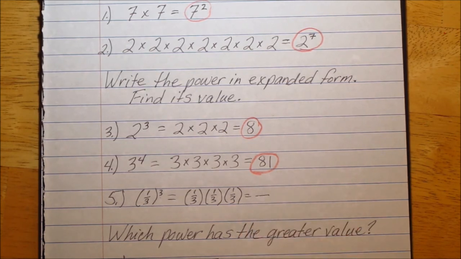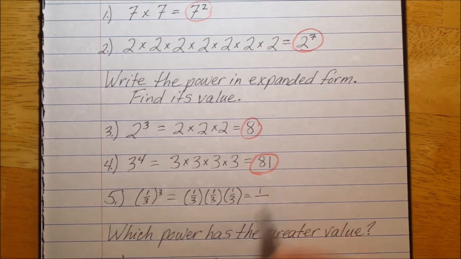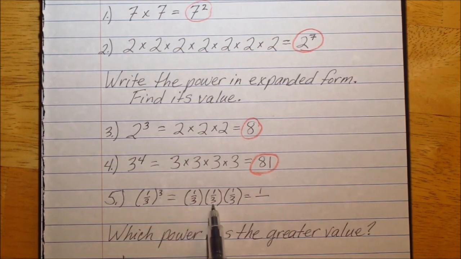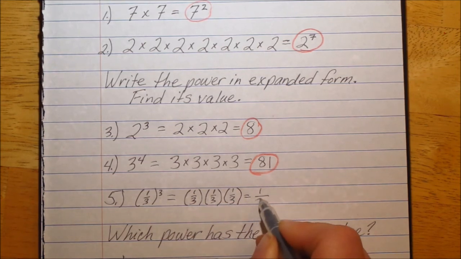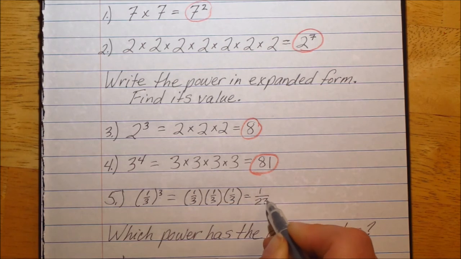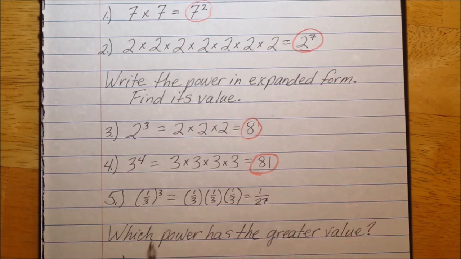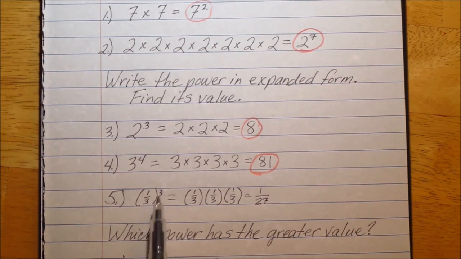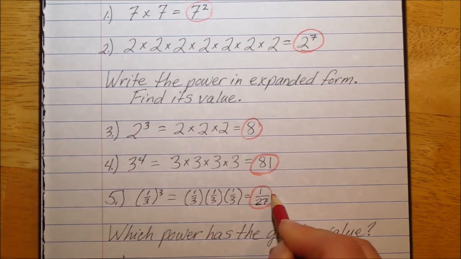All right? So multiplying fractions means we just multiply the numerators across, multiply the denominators across. There isn't any cross reducing we can do here. So it's going to be 1 for the numerators, and 3 times 3 is 9. 9 times 3 is 27. So 27 is my denominator here. And so that means that 1/3 cubed has a value of 1/27. All right, that's our answer.